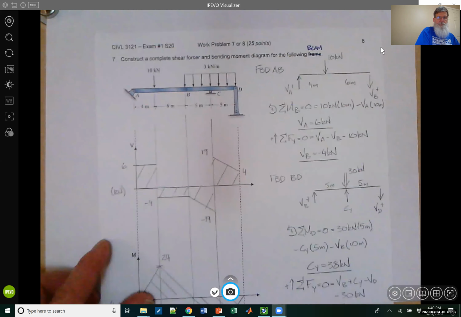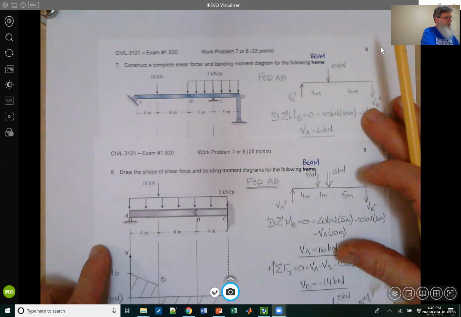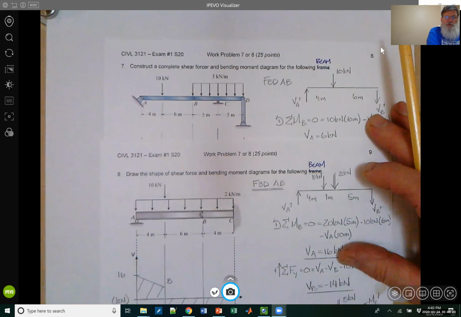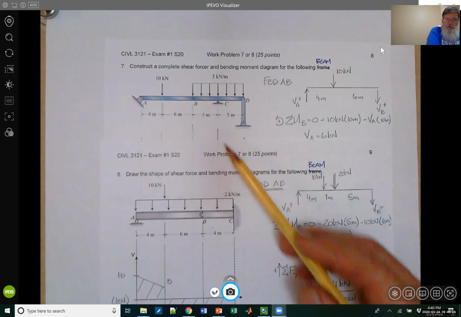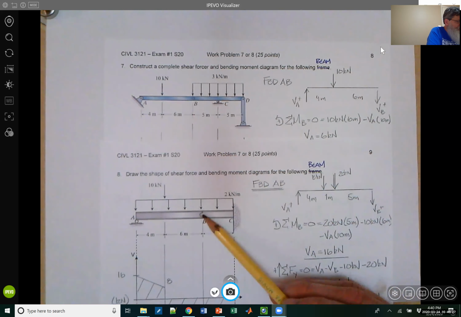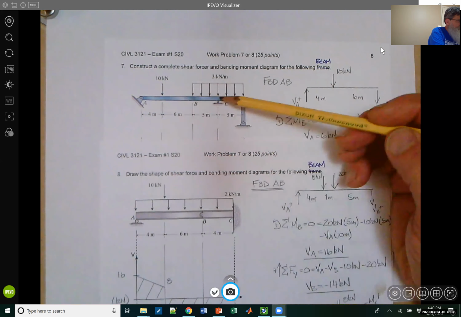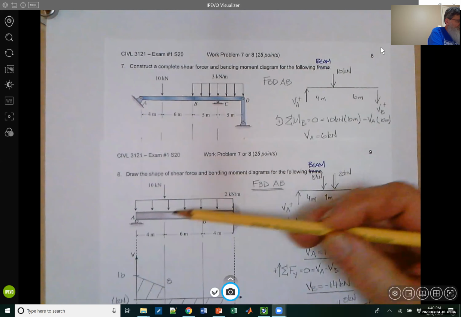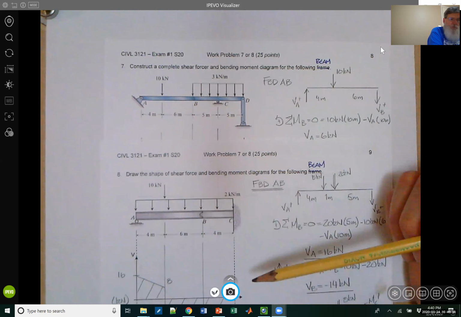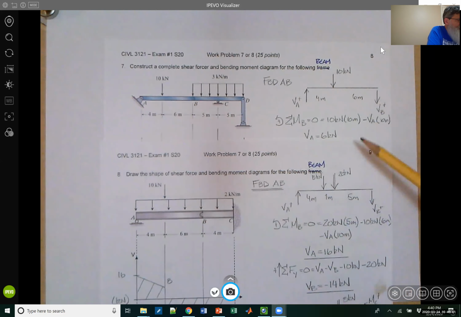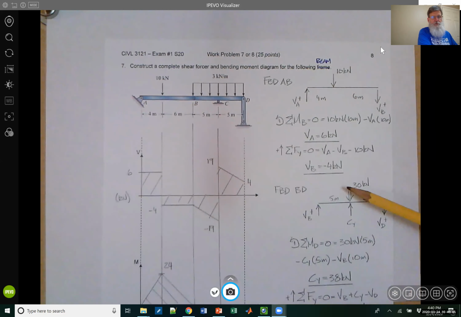There's 7 and there's 8. They both have the same basic characteristic, is that they have a pin. 7 has a pin at B. This is also B. And because of the reactions, you're going to have to separate this structure into 2 pieces to find all the reactions. And once you do that, you should be able to draw the shear moment diagram. So that's why I don't think there's a big advantage to either one of them. So we'll start with 7 first.